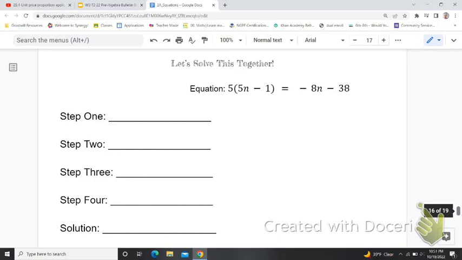So I do need to see your work for these problems. Your work doesn't have to look exactly like mine, but it should not just be answers without any steps.